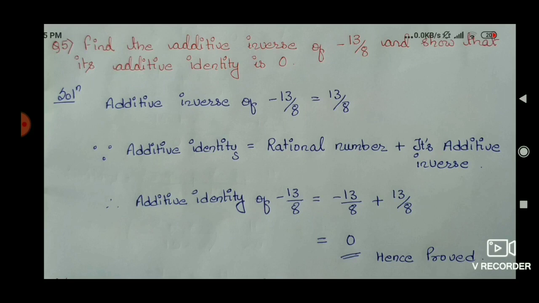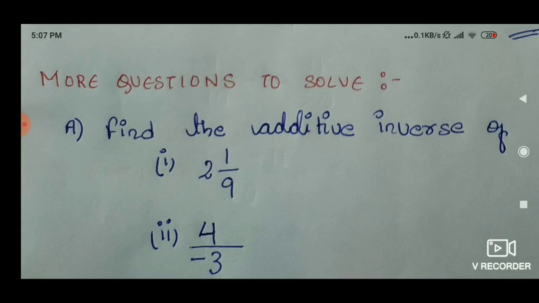Thus, the additive identity of minus 13 by 8 is equal to minus 13 by 8, the given rational number itself, plus its additive inverse, that is 13 by 8. So this is equal to 0. Hence, it is proved that the additive identity is equal to 0. Here are two more questions related to additive inverse of a rational number, which you can try at home.